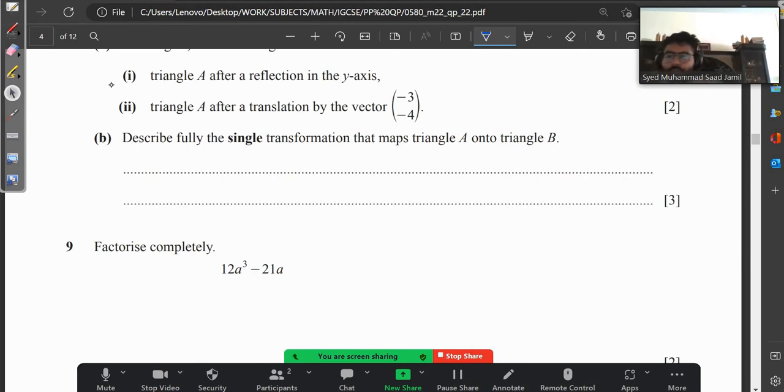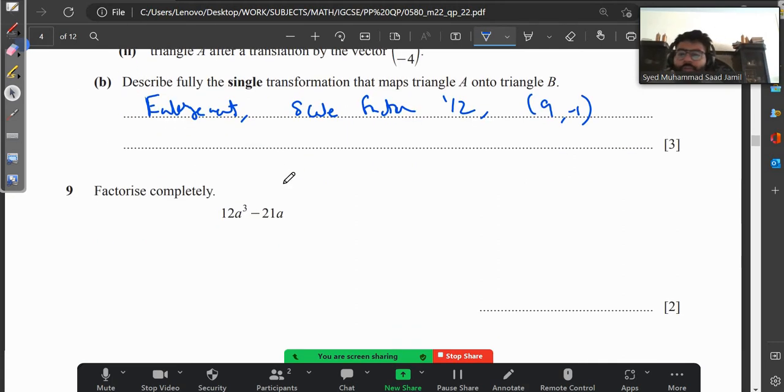So we will write over here, describes fully the single transformation. We will say enlargement. Then we will say scale factor. Scale factor is 1/2, and then we will say center of enlargement, which was (9, -1).